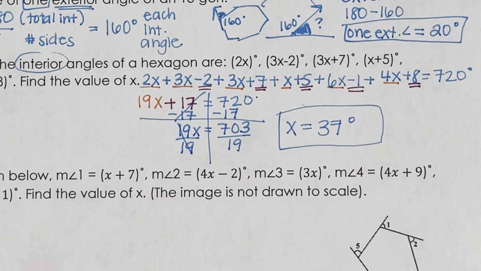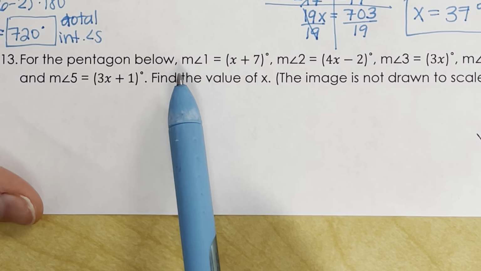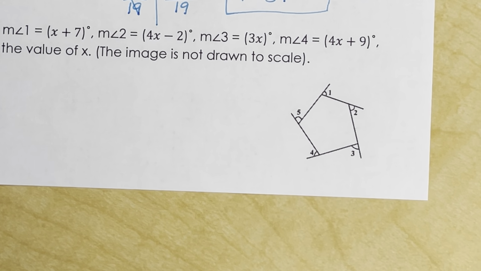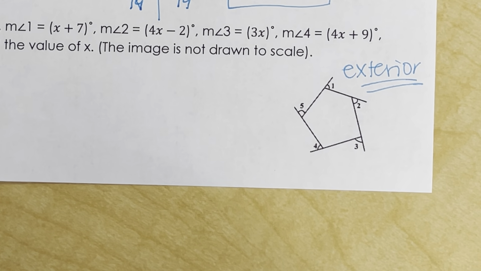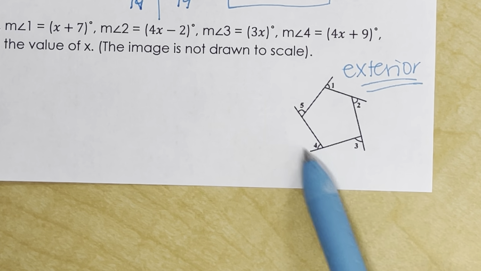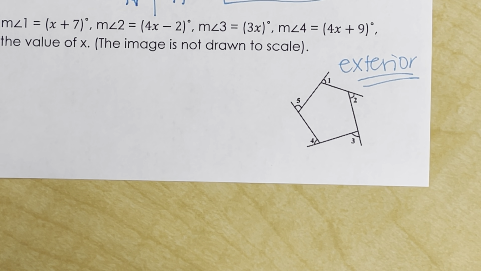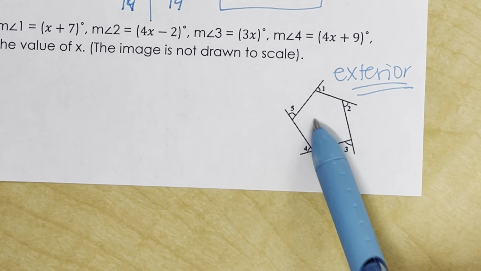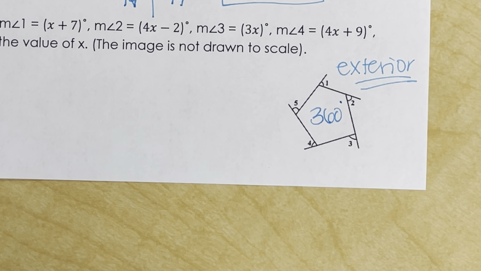Last one, number 13. For the pentagon below, I give you angles 1, 2, 3, 4, and 5. Notice these angles are all on the exterior. That's important because no matter what shape it is, the exterior angles should always add up to be 360 degrees, a circle. I think I played that little meme for you where all of these different shapes came together and made a circle. So in total, all of my numbers should add up to be 360.